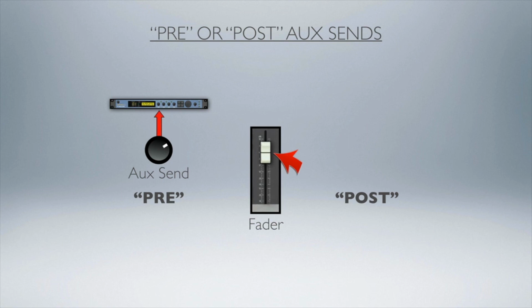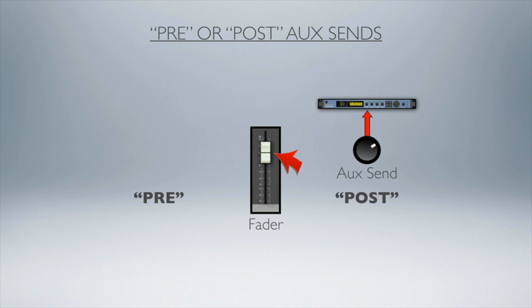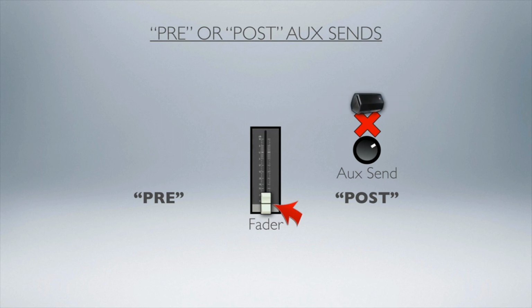So let's compare that if we were to send that over to post. Now when we bring it up, notice the effect level goes up in the same relative way. If we bring it all the way down, not only has that killed the original signal, it's also killed the send to that reverb because it's post fader, right? All of that routing is happening after the fader. So let's have a look.